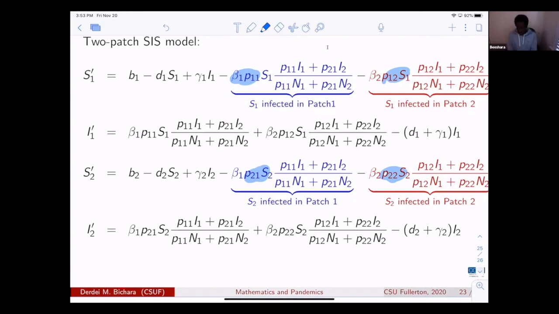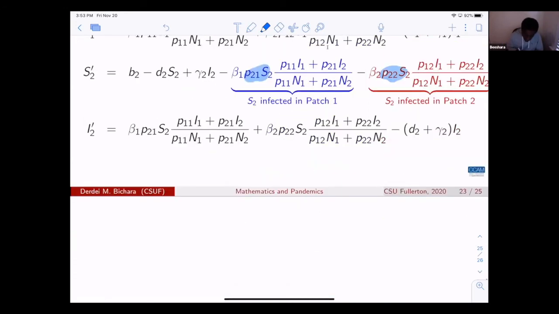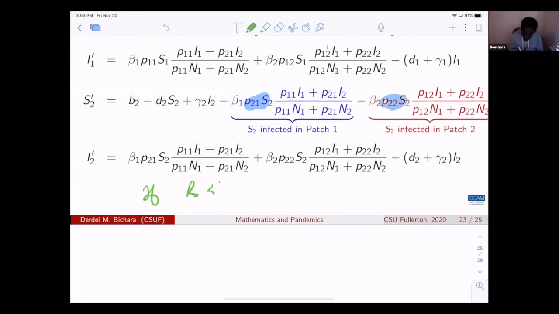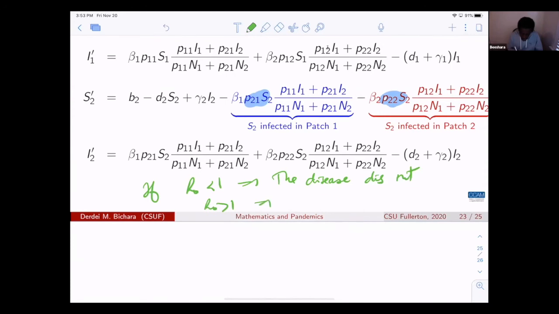Because if you're spending all your time in a less risky environment, I mean, there's nothing to worry about. Okay. And so on. So this system could be, again, studied more rigorously, and it could be shown that if R naught is less than 1, the disease will die out. And if R naught is greater than 1, the disease will, technically speaking, actually even less or equal, and then the disease will persist.